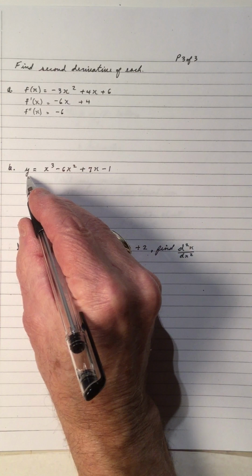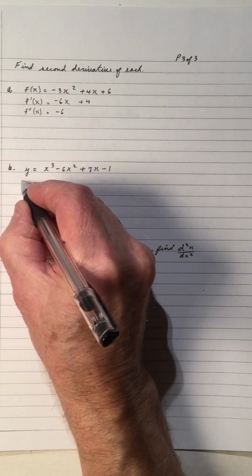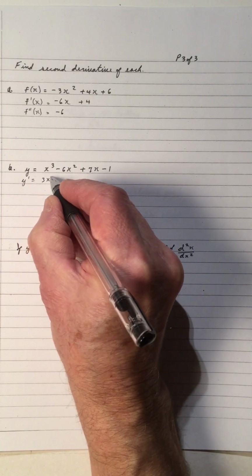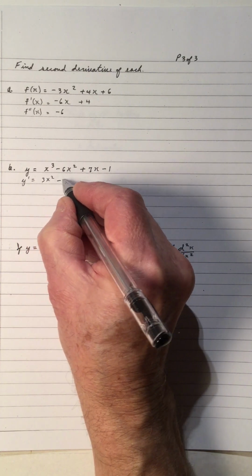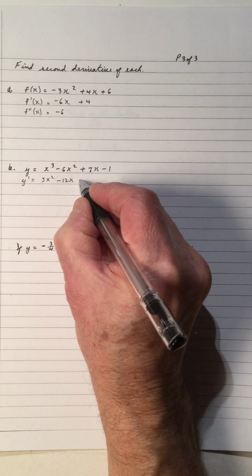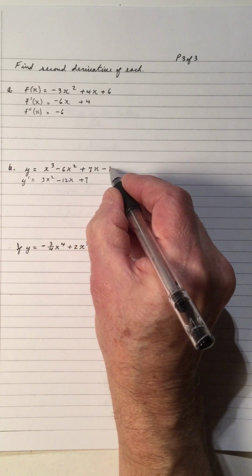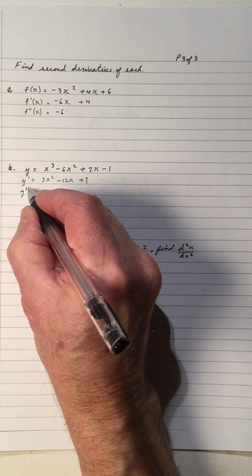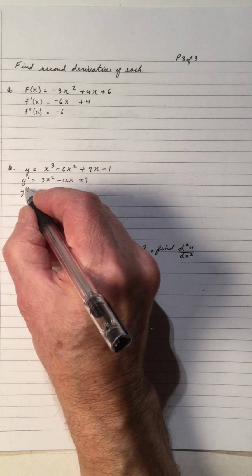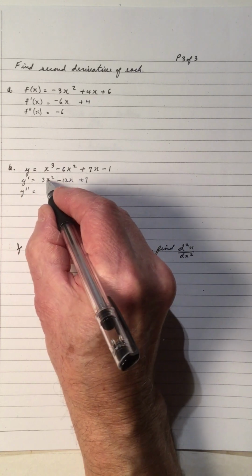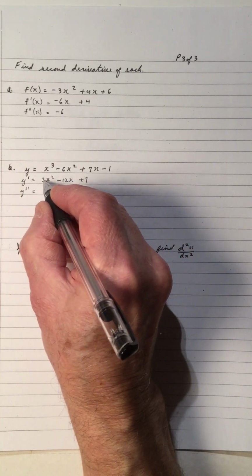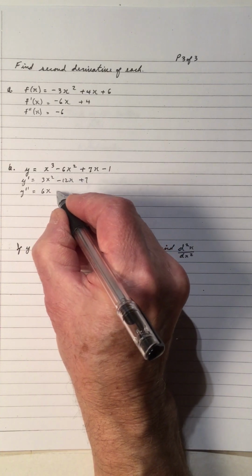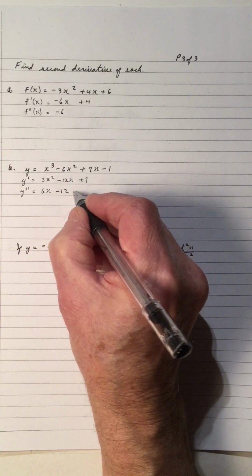Now we have y. It's a cubic, so the first derivative is y prime, so that's 3x squared minus 12x plus 7. Derivative of a constant is 0. And that's the first derivative, y prime. Y double prime is the derivative of this one. So that's 3 times 2 is 6x. And the derivative of a linear is just negative 12. Derivative of a constant is 0.